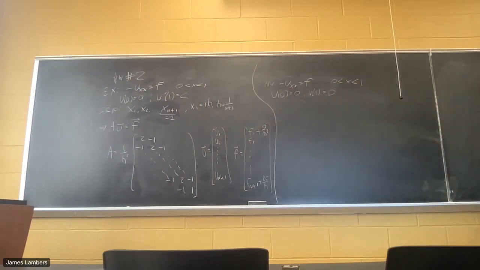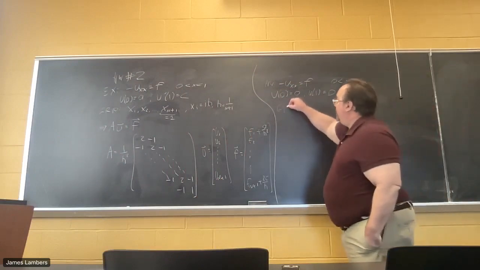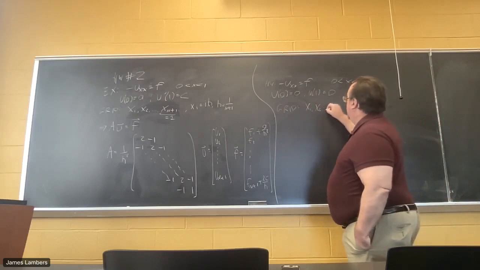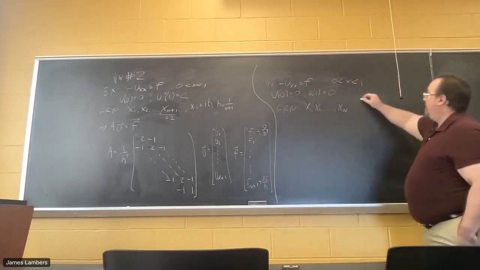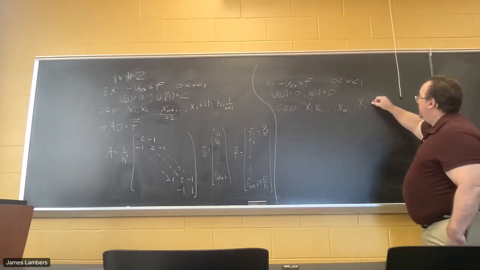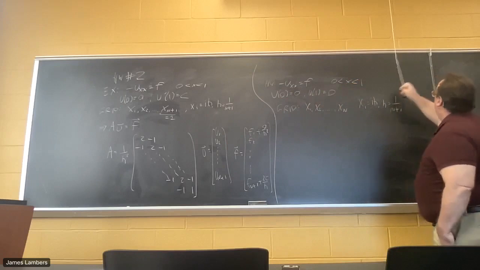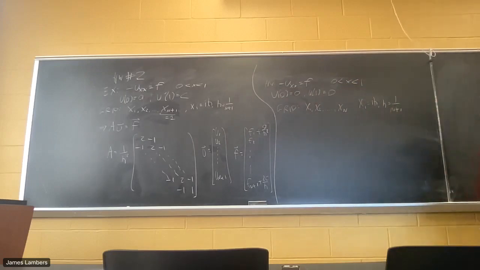Now, in this case, your grid will consist only of the interior points. You still have the same definition of your x values, same spacing. You're just leaving off that right boundary point because the value there is known.